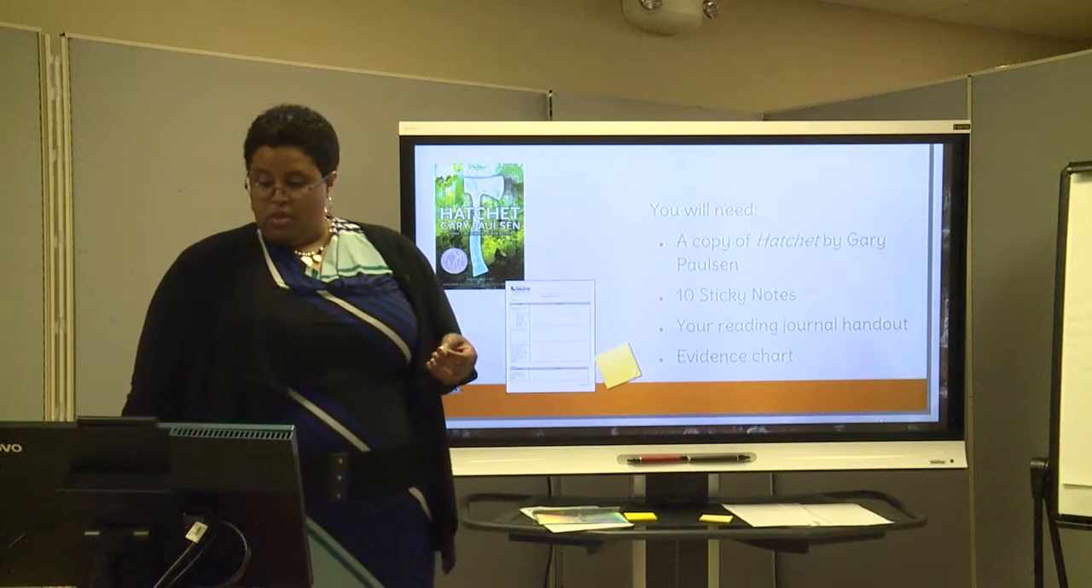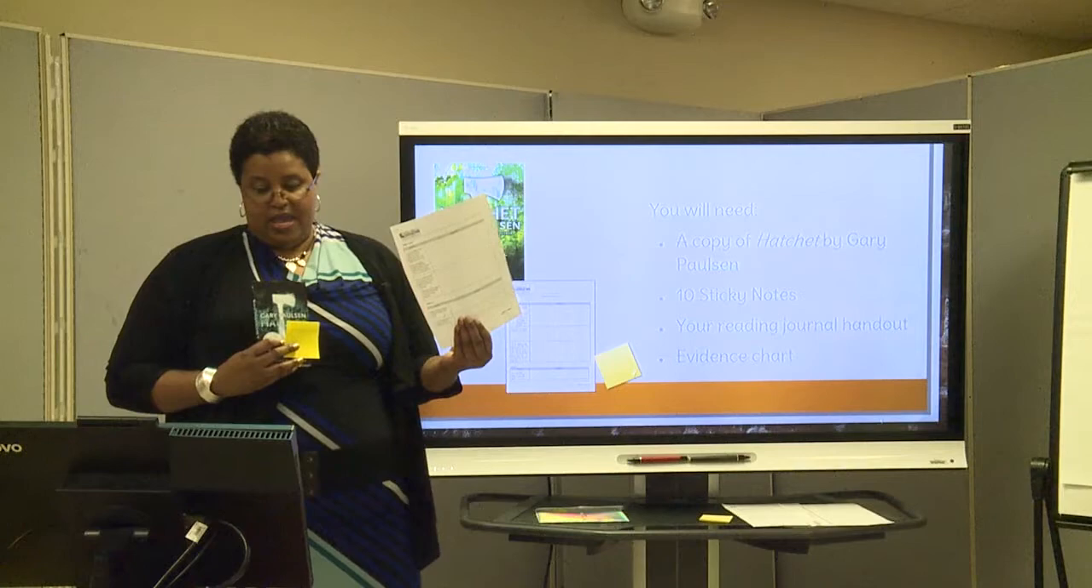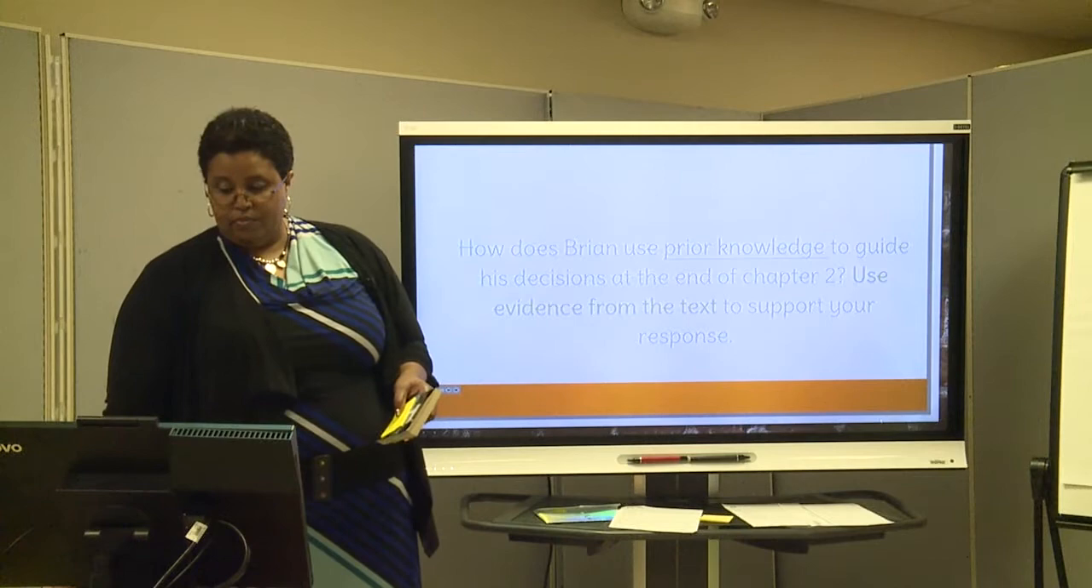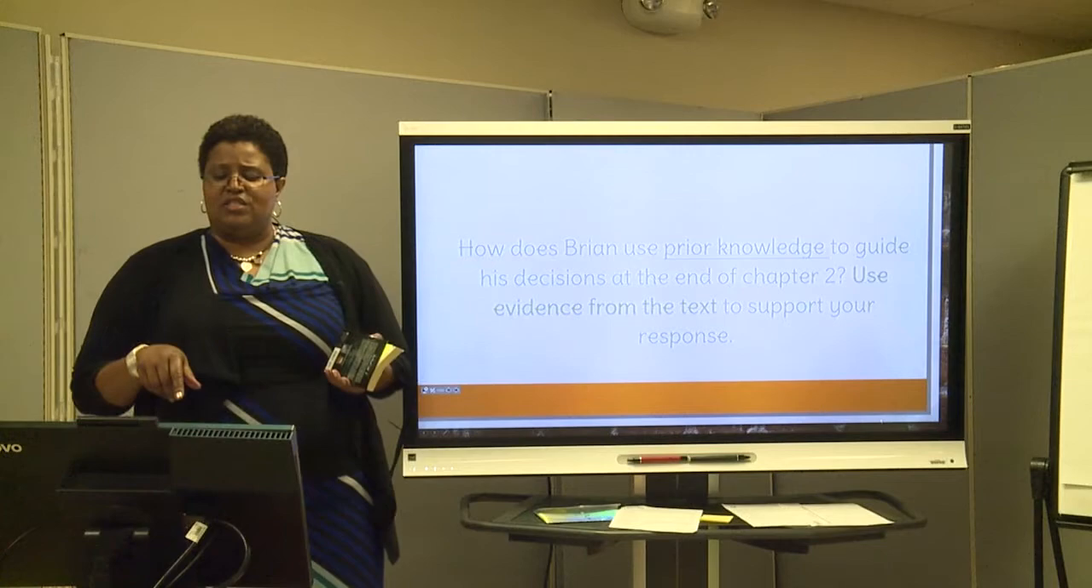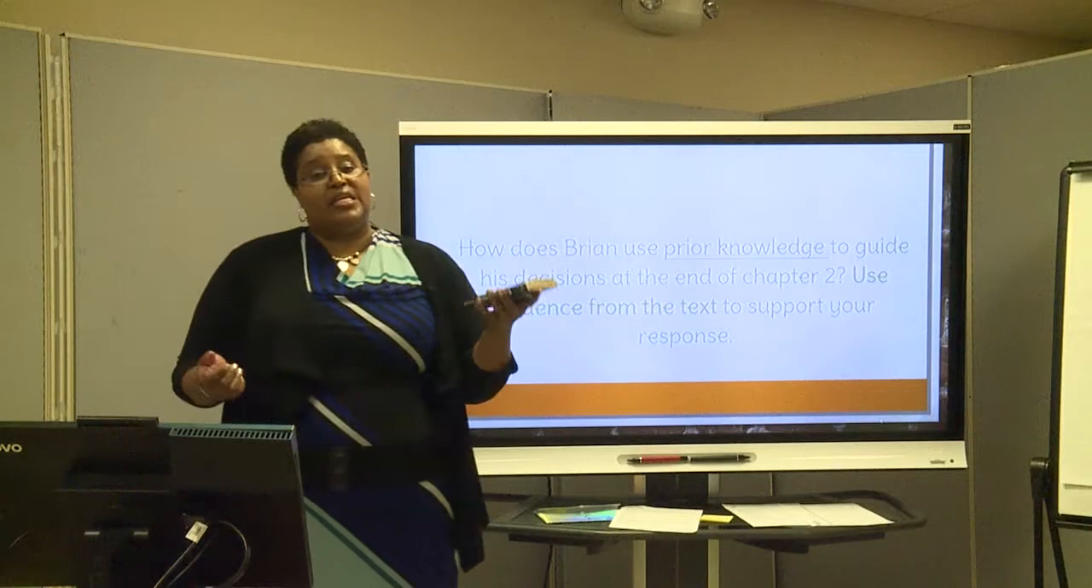All right, so you will need a copy of Hatchet, your 10 sticky notes, your reading journal handout, and your evidence chart that is also in your student materials. Now, how does Brian use prior knowledge to guide his decisions at the end of chapter 2? Remember, we talked about that. He saw the pilot depressing buttons, and so he did that too. So that was prior knowledge that he used to help him at the end of chapter 2.